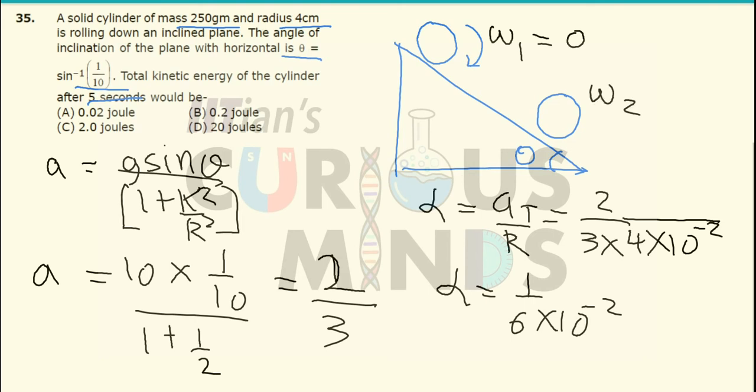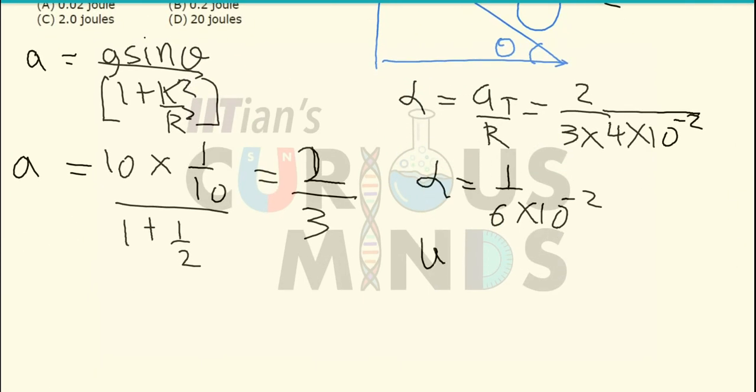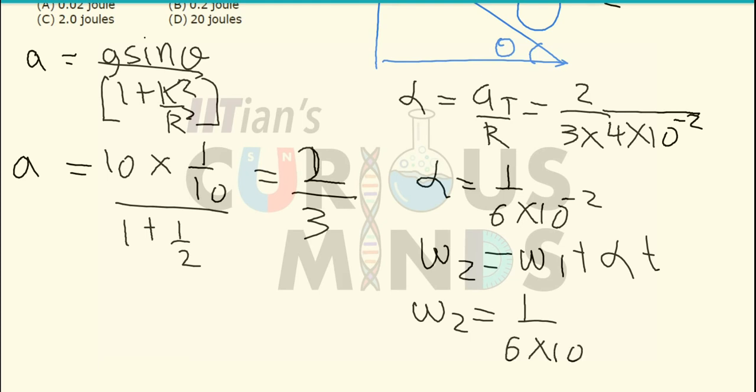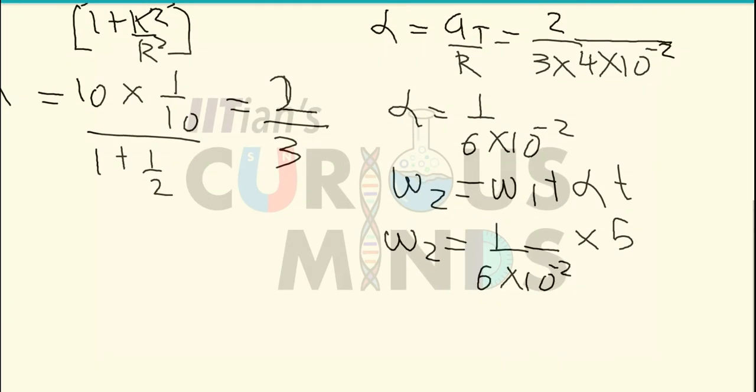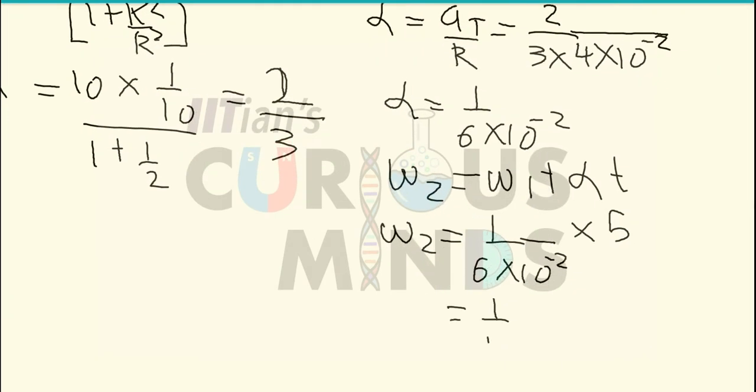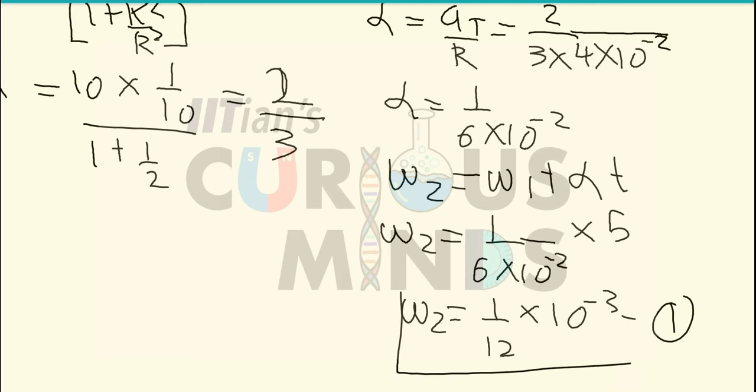In order to get the final angular velocity, omega 2 will be equal to omega 1 plus alpha t. So omega 2 is unknown, omega 1 is 0, alpha over here is equal to 1 by 6 into 10 raised to minus 2, into time, which is given as 5 seconds. So this can be written as 1 by 12 into 10 raised to minus 3, multiplied and divided by 2. This is the omega 2. Let this be equation number 1.